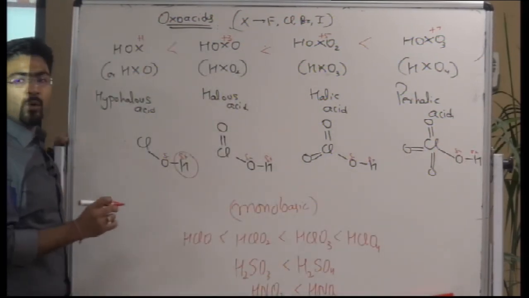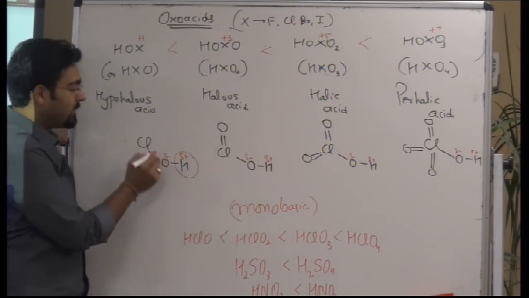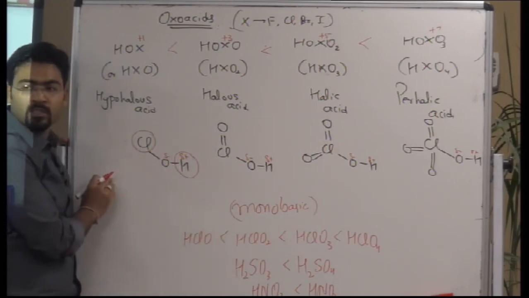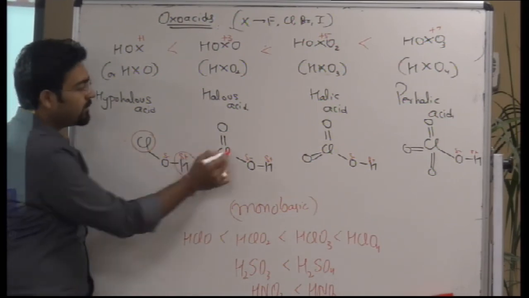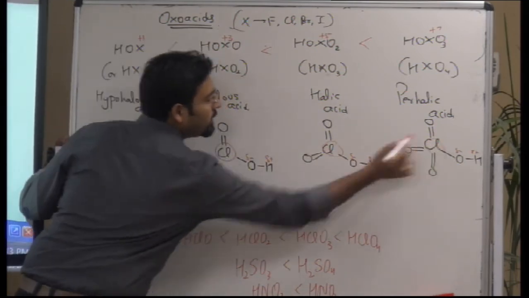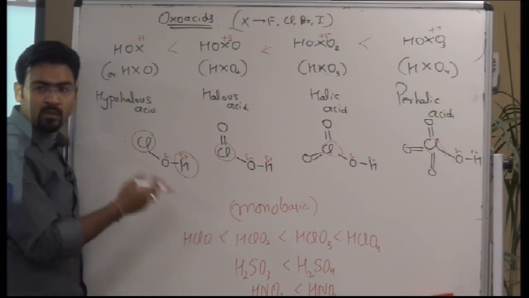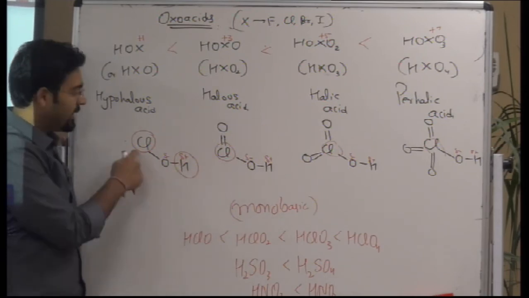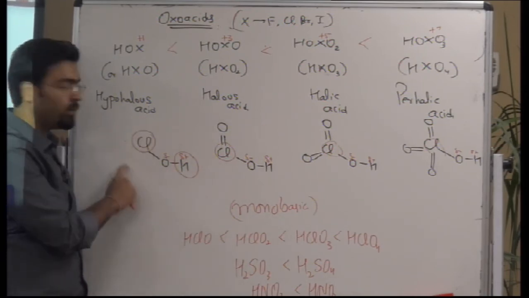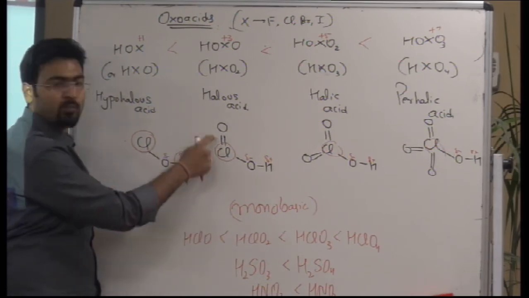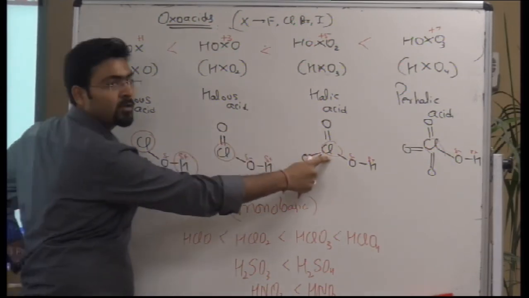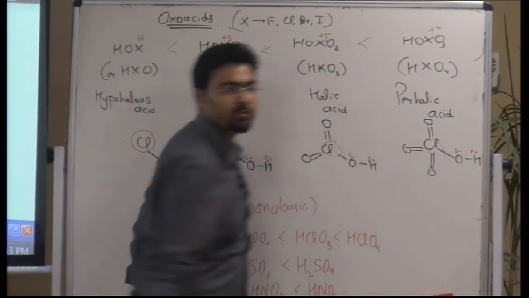But what is different in all the cases is the atom to which oxygen is bonded. But you'll say, no, it's the same. It's chlorine, chlorine, chlorine, and chlorine. That's the same. But the state of chlorine in all four acids is different. Here, this chlorine is not bonded to any other oxygen atom. This chlorine is bonded to one oxygen atom. This chlorine is bonded to two oxygen atoms. And this chlorine is bonded to three oxygen atoms.